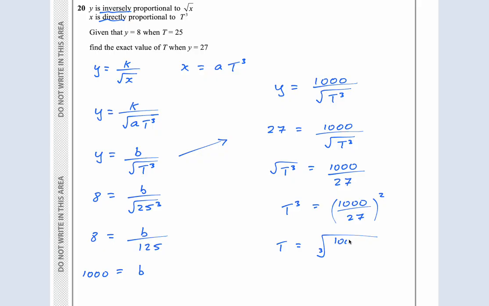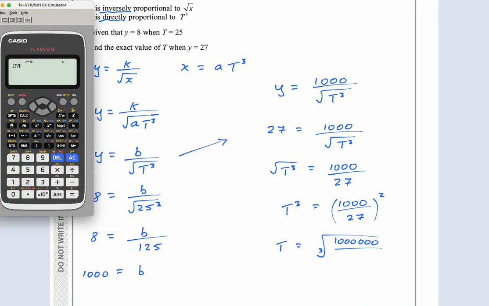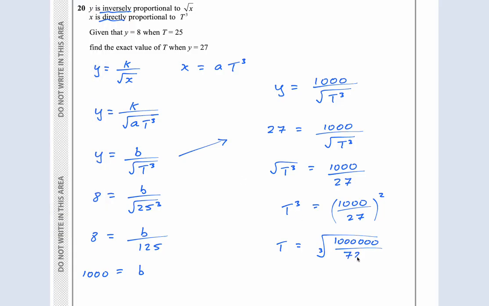And by the way, guys, I can just do these. 1,000 squared is 1,000,000. And 27 squared, guys, is 27 times 27, which is 729. And that's actually a very nice number, guys, because the cube root of 1,000,000 is 100, because 100 times 100 times 100 is 1,000,000, and the cube root of 729 is 9. If you don't believe me, check your calculator. So the answer to question 20 is 100 over 9.